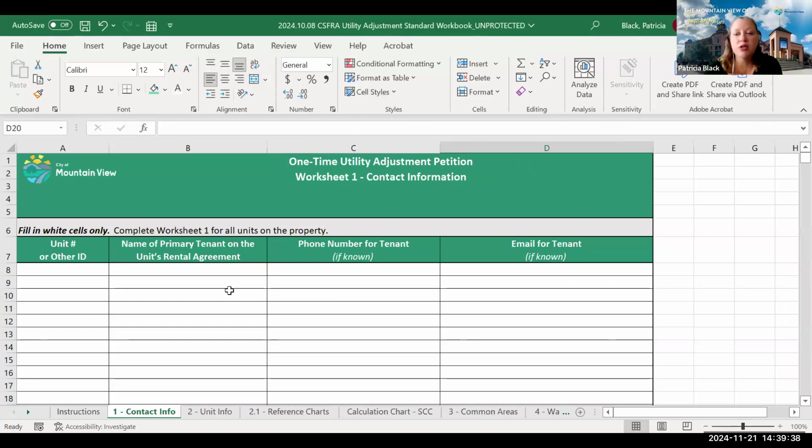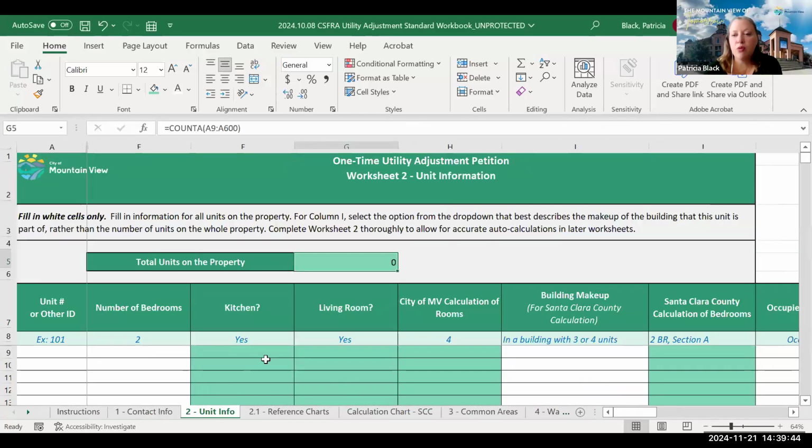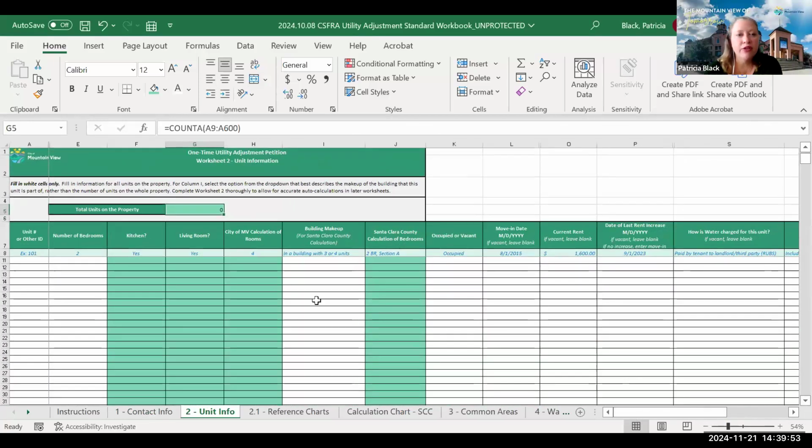So the first worksheet is contact information for your tenants. It's pretty self-explanatory. Then we go into one of our more detailed worksheets. Worksheet 2 has information that once you provide it will help auto-populate everything in green. So anytime you see something in green, those cells are locked and they can't be edited by you, but you can put information in all of the other ones. I'm going to go ahead and just fill this out so that you can see how it works.